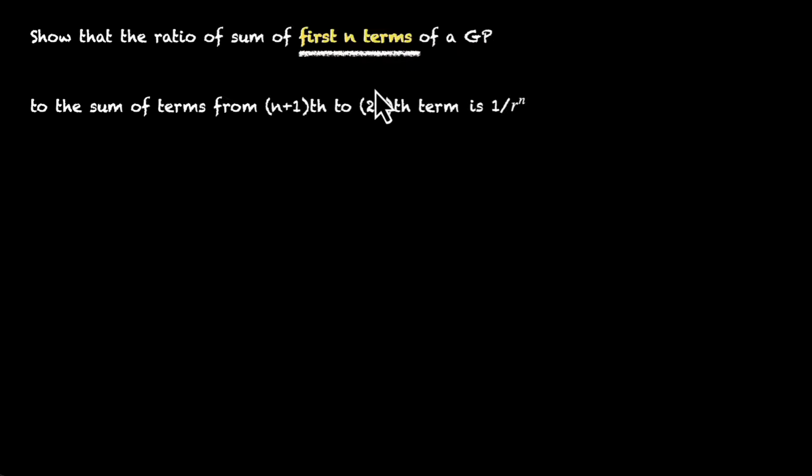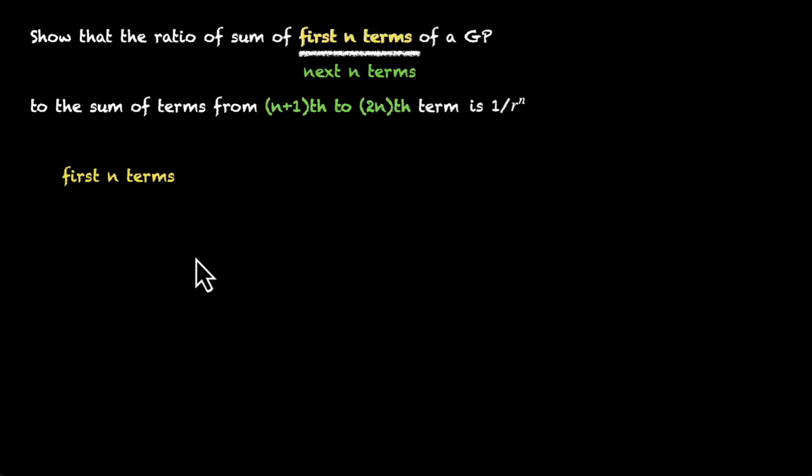So if I do this with n, all I'm saying is I need to find the ratio of the sum of first n terms to the sum of next n terms. That's much simpler language. So this ratio is equal to 1 by r to the power n. That's what we have to prove. Do you want to now try it out? So let's do this together.